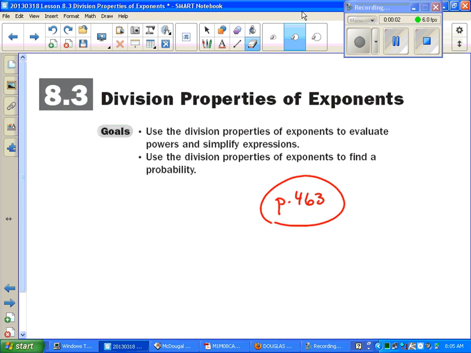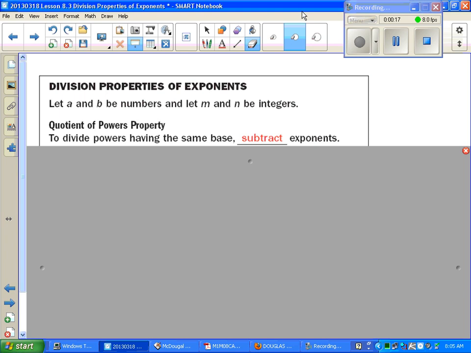Today we're looking at section 8.3, division properties of exponents. I have a couple things we're trying to get done. We're using division properties of exponents to evaluate powers and simplify expressions, and we're using division properties to find probabilities. First thing, we have a couple of rules, or the properties that are associated with division. Let A and B be numbers and M and N be integers.